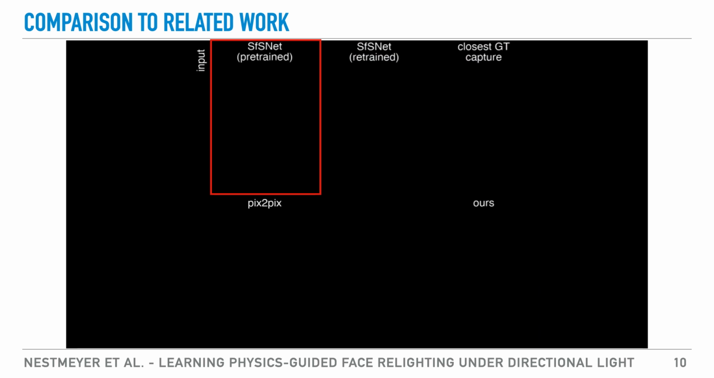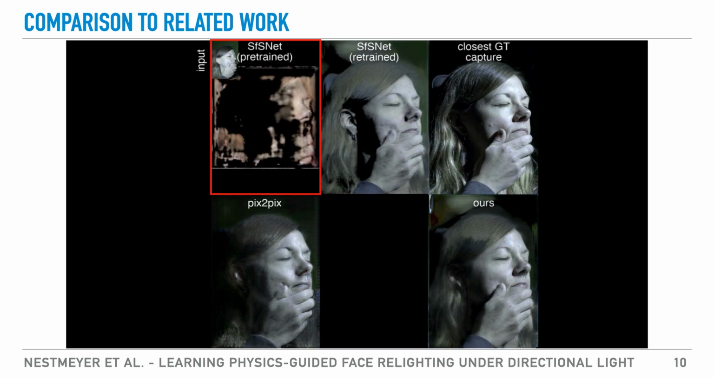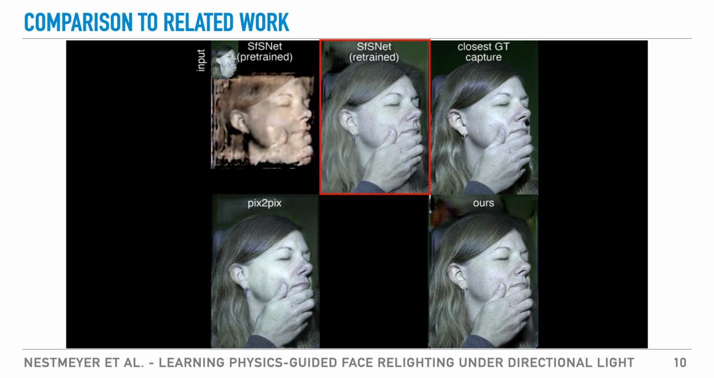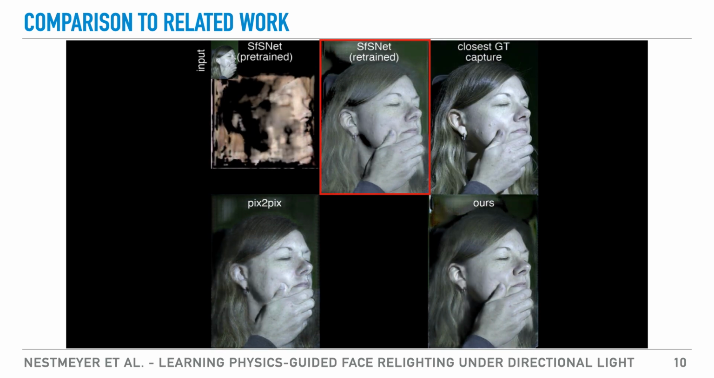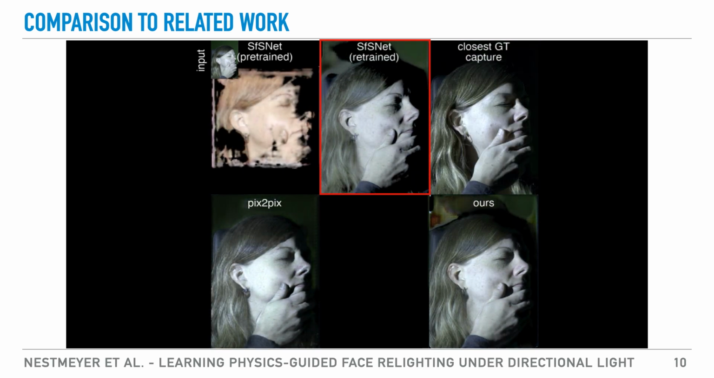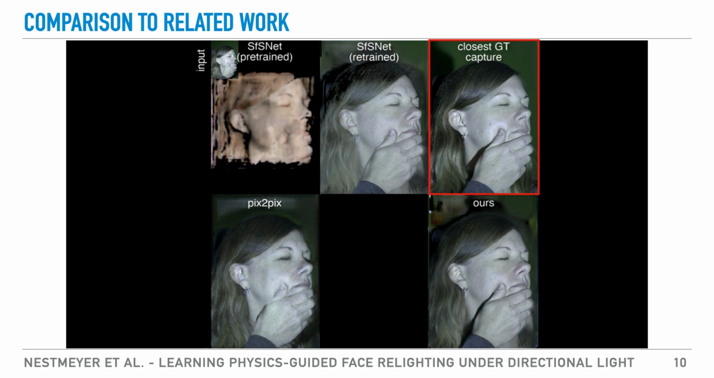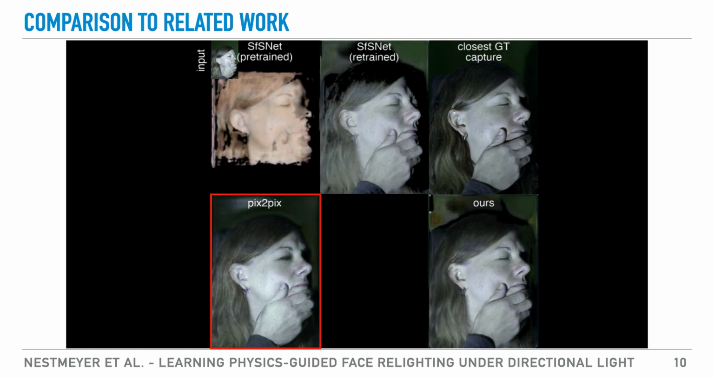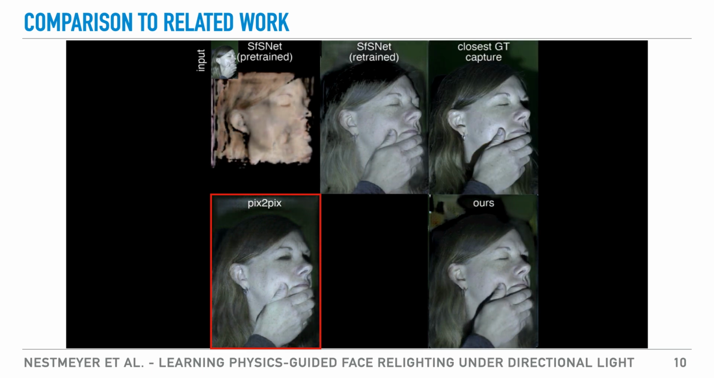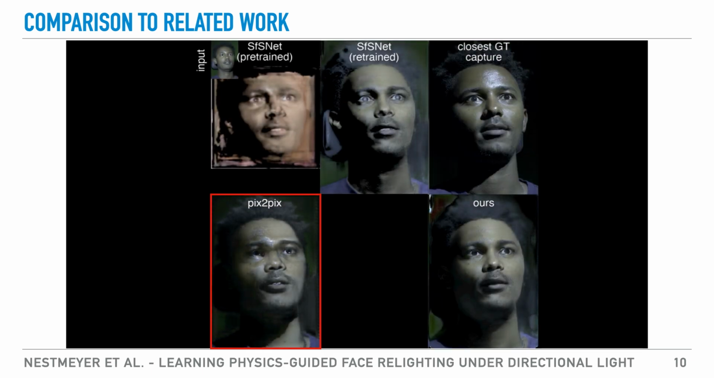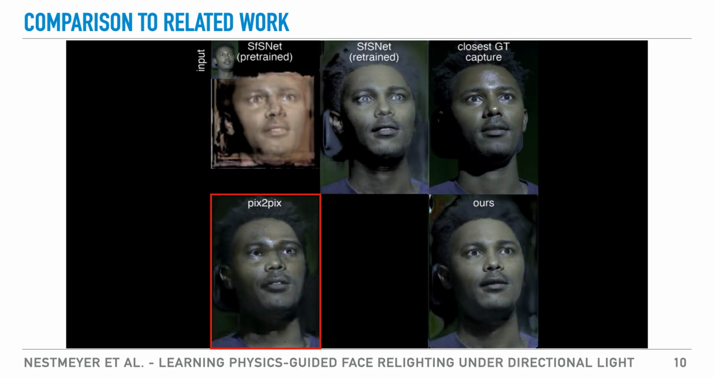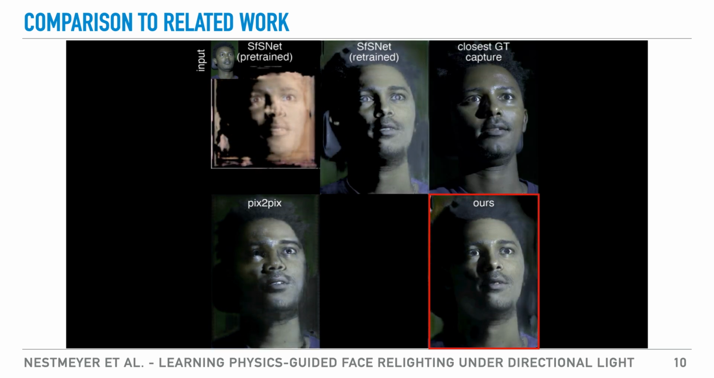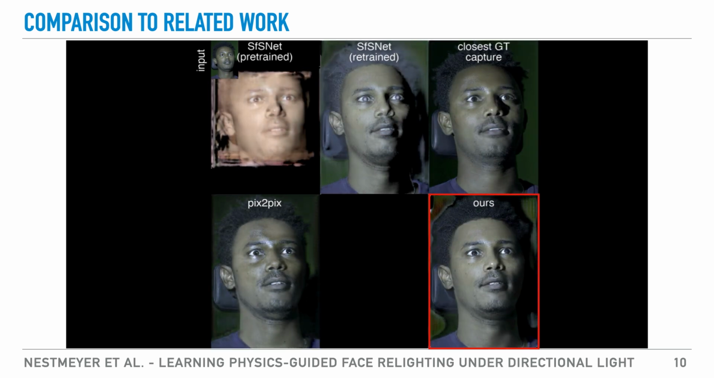First, SFSNet, both pre-trained as provided by the authors and retrained on our dataset for fairer comparison. Inherent to this model is its diffuse reconstruction, which looks flat under directional light, as can be seen when comparing to the closest ground truth capture. The second work shown here, pix-to-pix, has no structural constraints and can therefore predict specularities and cast shadows. However, its lack of intrinsic guidance often leads to physically inconsistent results. Our result on the lower right consistently outperforms these methods.